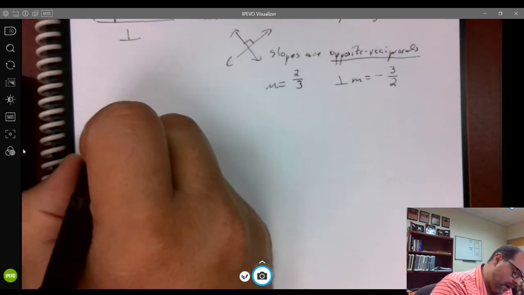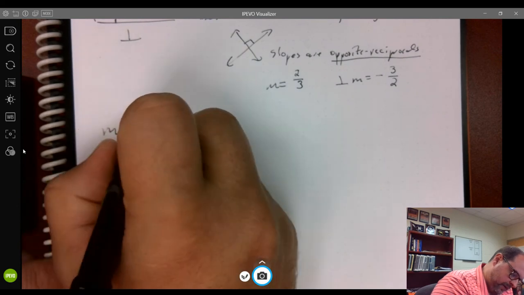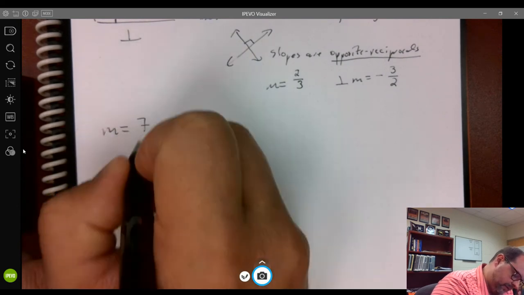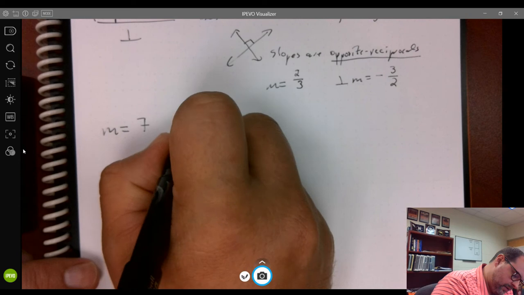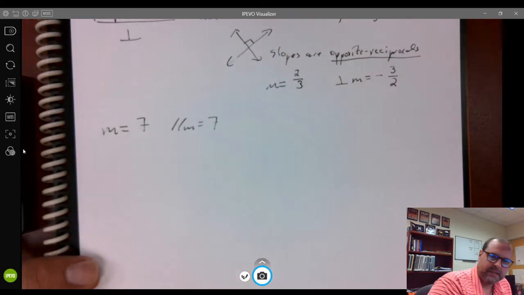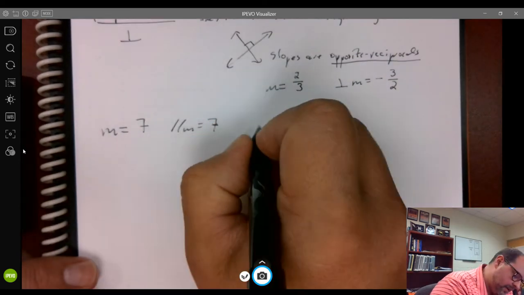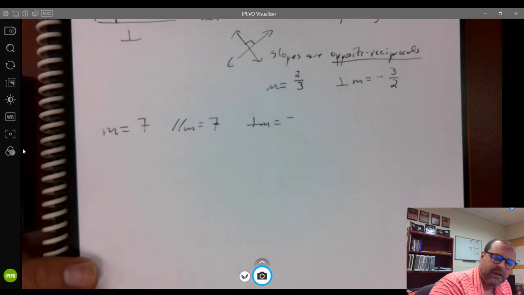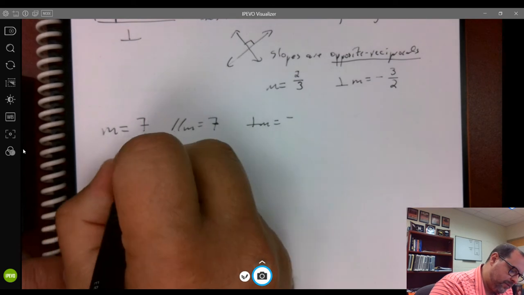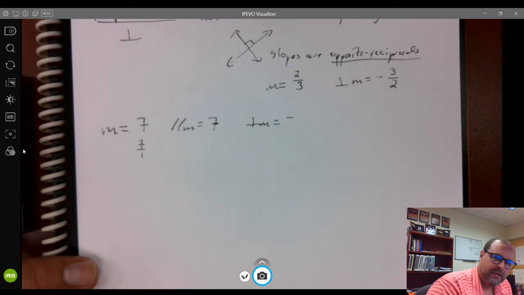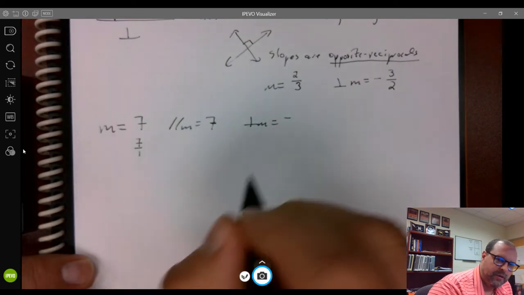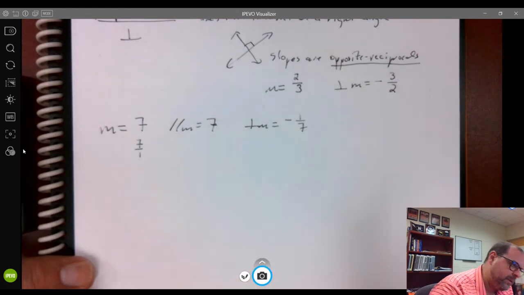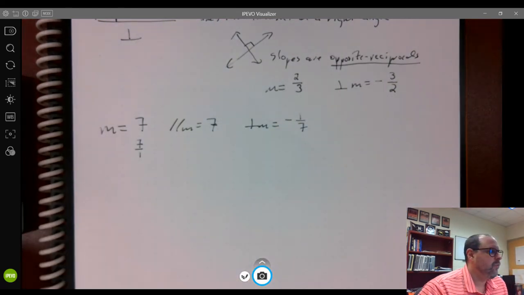Another example, let's say we have a slope here of 7. A parallel slope would be exactly the same, 7. A perpendicular slope would be opposite, so it's positive, I make it negative, and I flip it. You're saying, well, how could I flip 7? Well, remember, 7 is really like 7/1, so a perpendicular slope would be negative 1/7.